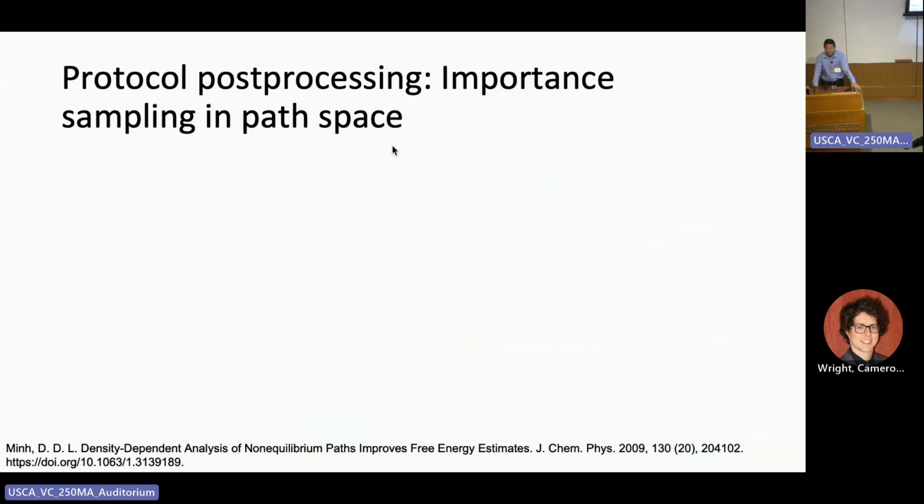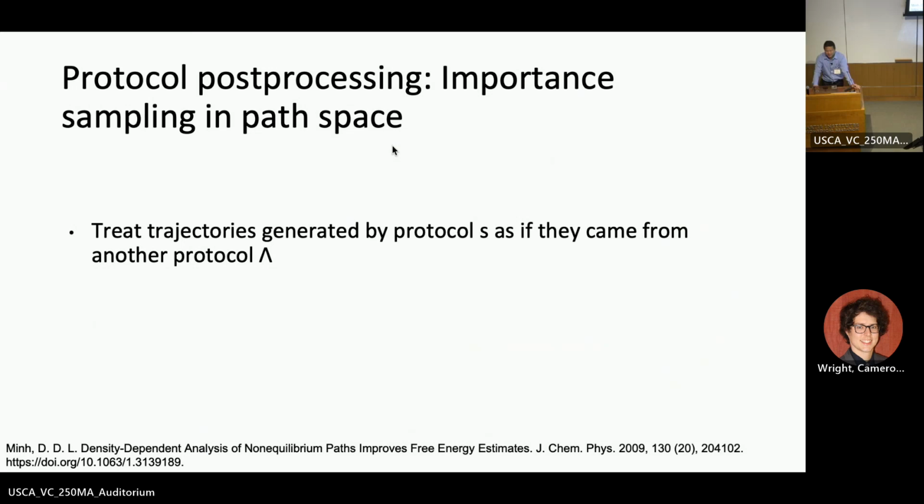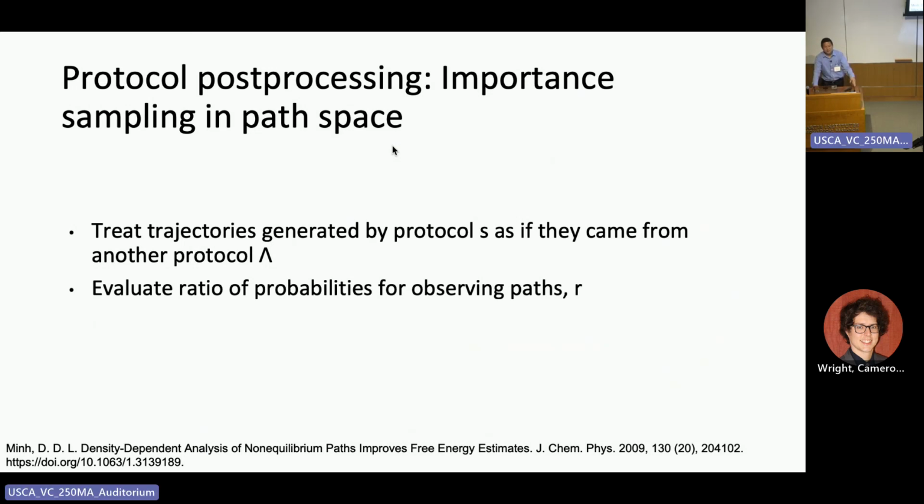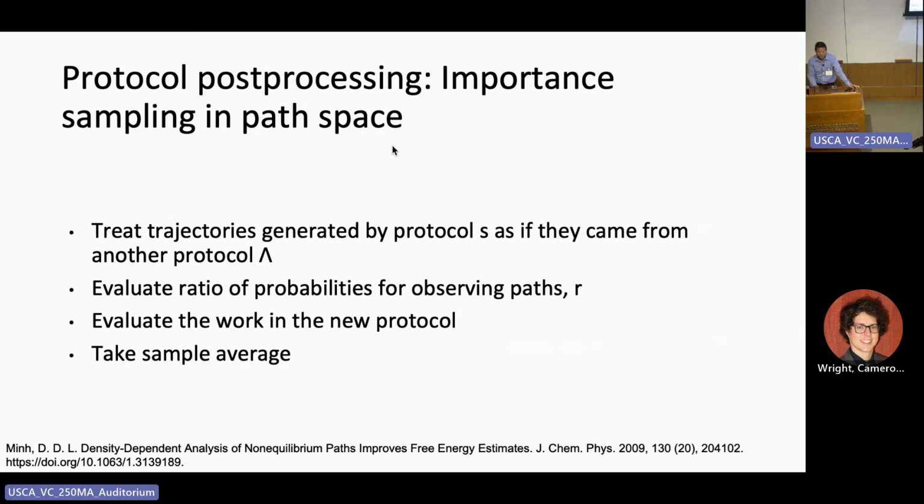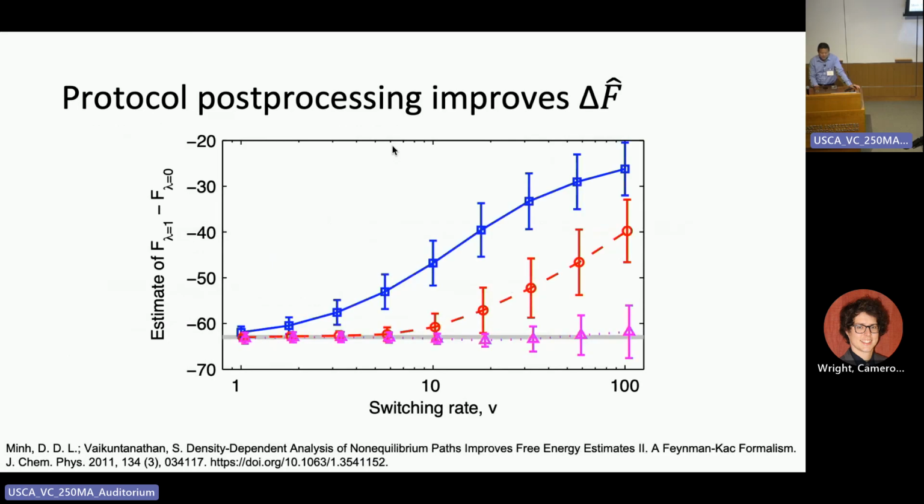I said, well, you can do importance sampling in path space. And you can say, if you generate trajectories with one protocol, you can say that they came from another one. And you can evaluate this ratio of probabilities for observing the paths and do work in the new protocol and get a sample average. And then this seems to get more precise free energies, although it's not the exact free energies that you're looking for. At least it's more precise. It's converged better. And you actually have to pull it past your target stage to reach the free energy you're actually looking for. So yeah, this seemed to work.